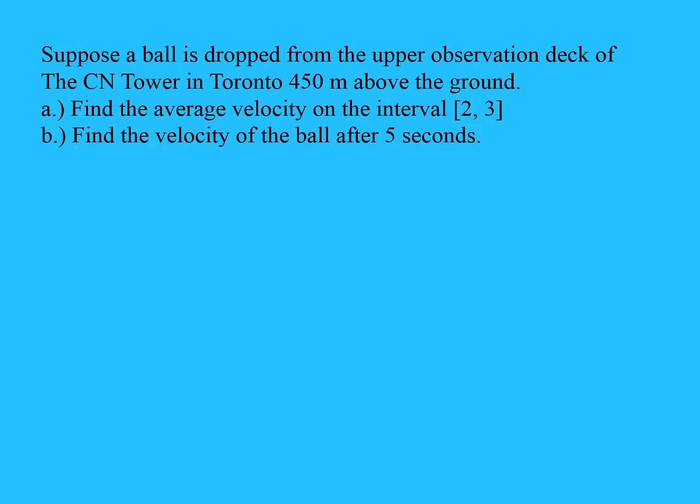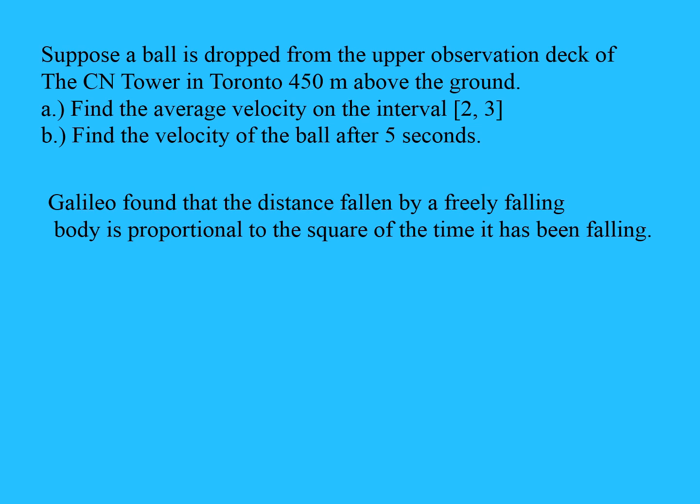Suppose that a ball is dropped from the upper observation deck of the CN Tower, which is in Toronto, 450 meters above the ground. Find the average velocity on the interval 2 to 3, and then find the velocity of the ball after 5 seconds. We are going to need a little bit more information to solve this problem.